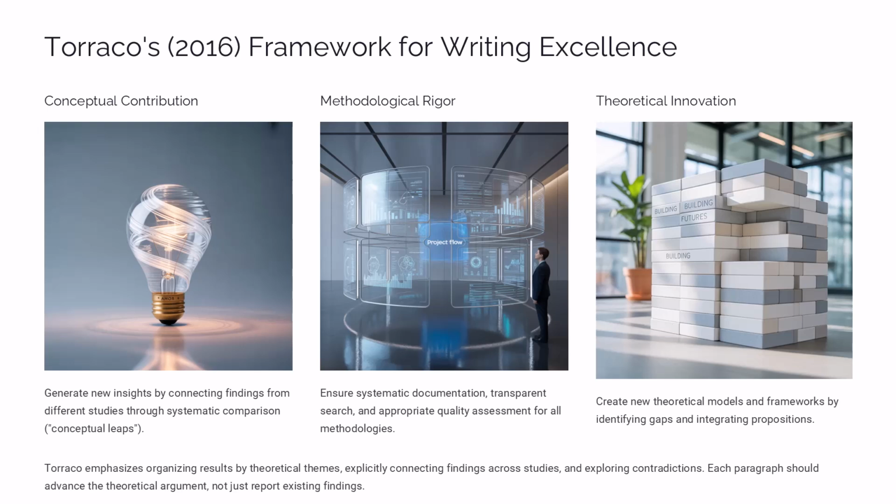The second pillar is methodological rigor, being systematic without being rigid. This involves comprehensive documentation of every decision in your review process, transparent search strategies, and quality assessment approaches appropriate for diverse methodologies. The key is demonstrating thoughtful, systematic approaches to each stage rather than following rigid checklists that may not fit your specific review purpose.